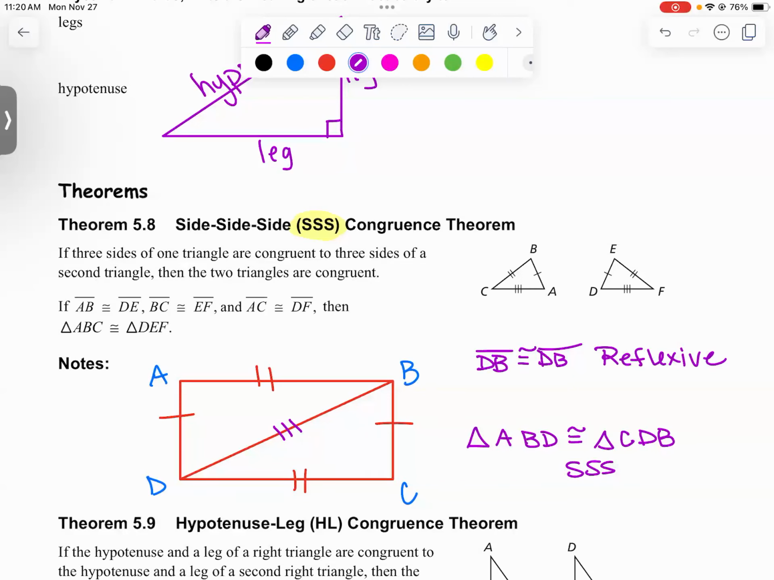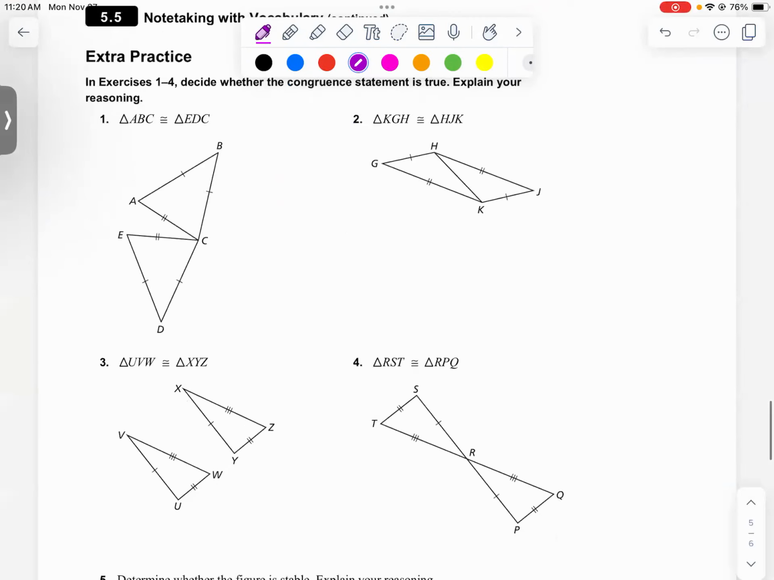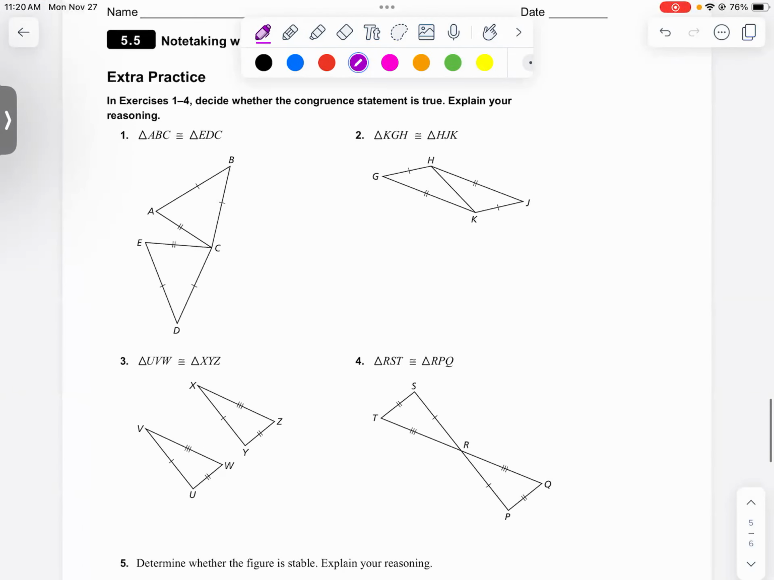All right, so we're gonna kind of flip back and forth. What I want you to do, I want you to turn the page. We're gonna come back to this page for something. But I want you to look at these four right here. And I want you to determine if these statements are true. If so, we have two options: side, side, side, or side, angle, side, or we have not congruent. So I'm gonna give you about 60 to 90 seconds for you and your elbow partner to decide, do we have congruent triangles or not, and why?